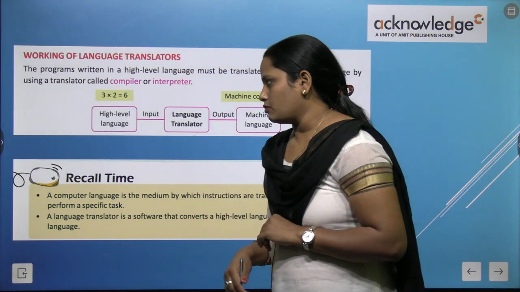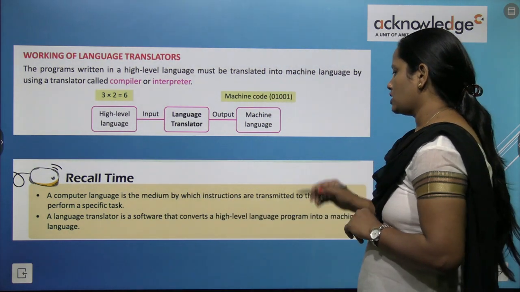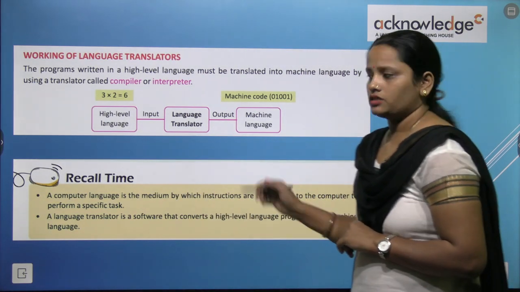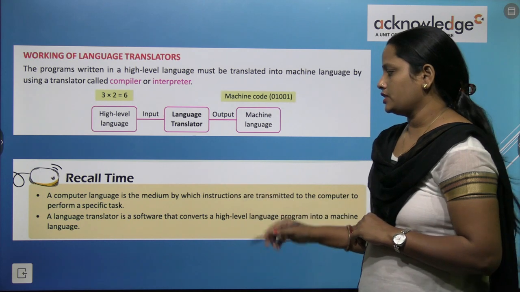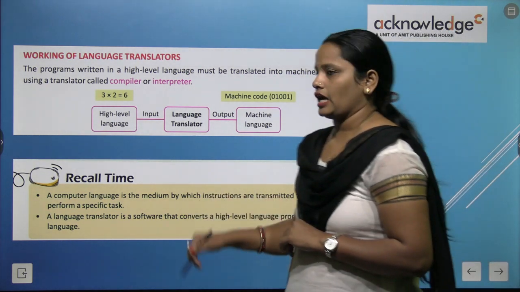So now let's come to the recall time. A computer language is the medium by which instructions are transmitted to the computer to perform a specific task. A language translator is software that converts a high level language program into machine language.